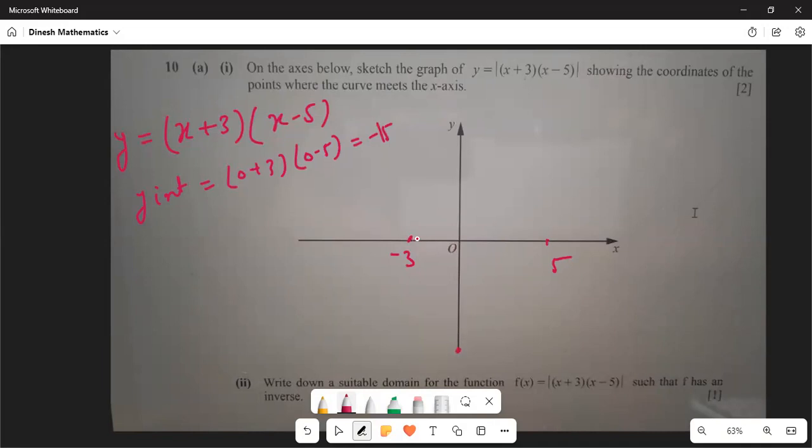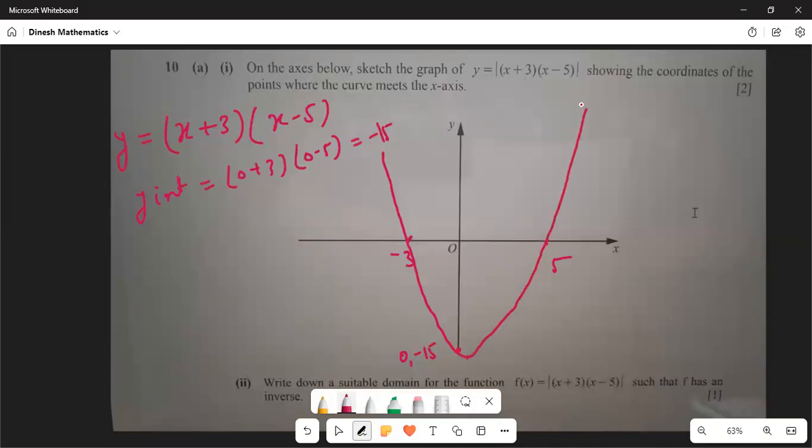And as you know, the vertex would be midway between -3 and 5. That is here. The turning point should be there. That means our graph is going further down, right? But these are three key points: -3, 5, and (0, -15) is the point, no? So the graph of this quadratic would look like this.